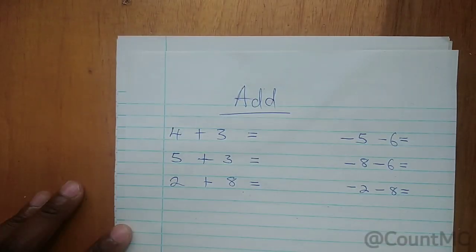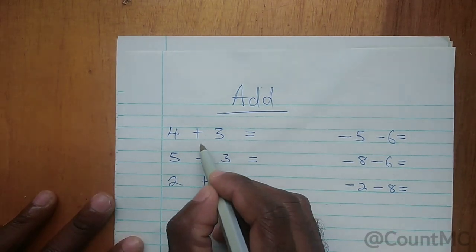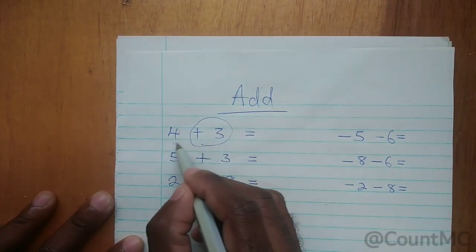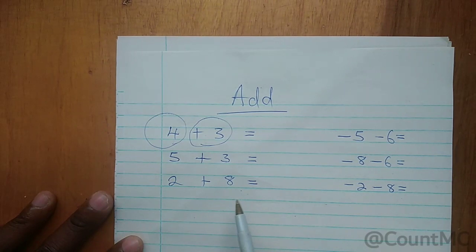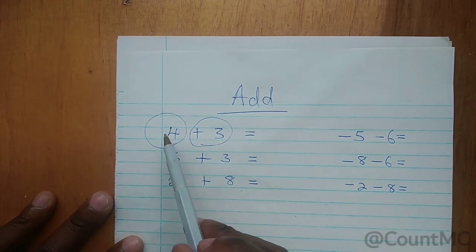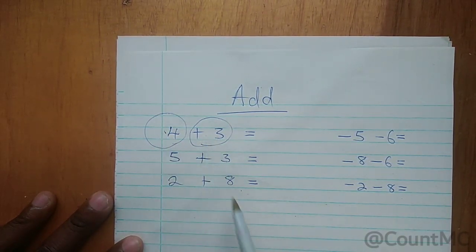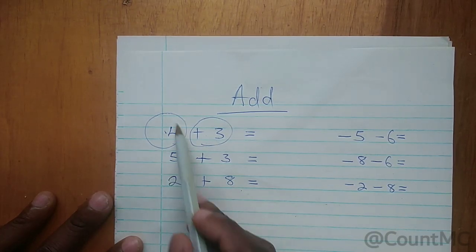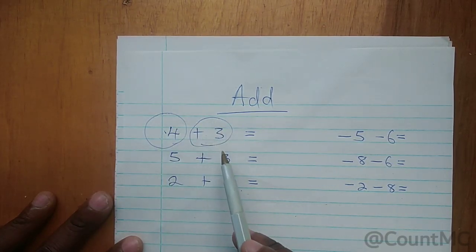So let us talk about adding integers. When do you add integers? Okay, I'm going to introduce to you the method that I use, the bubble method. When you're given two numbers, 4 plus 3, you take the first number and the second number. If the signs are the same, you are supposed to add. Okay, so this is a plus 4 and this is a plus 3.